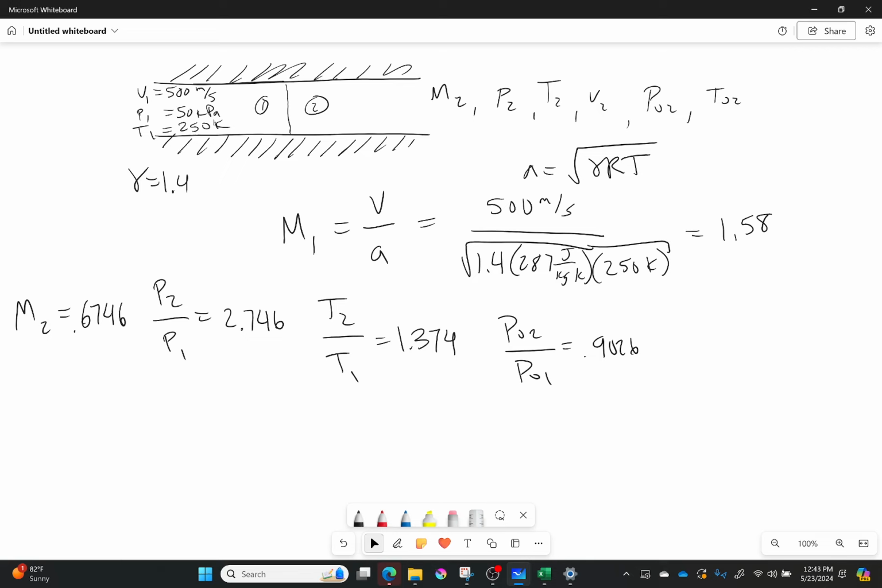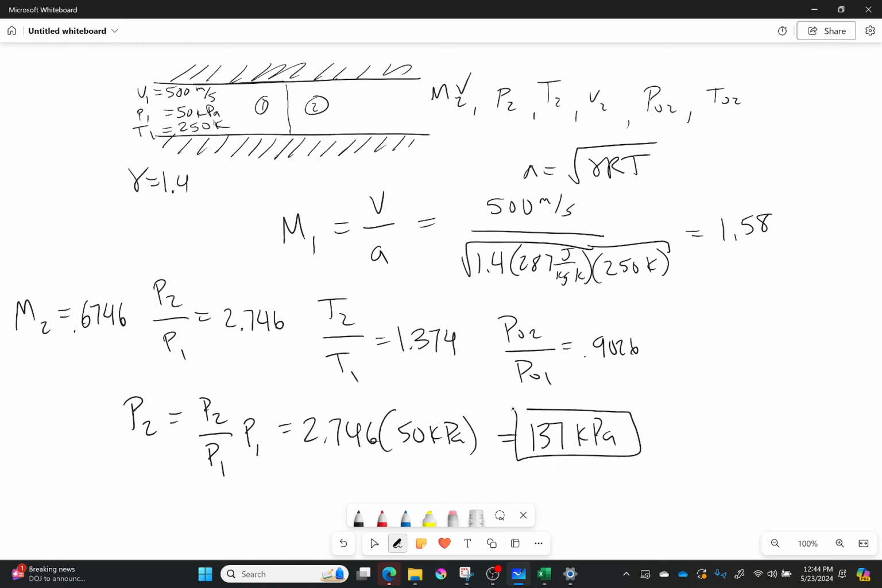Okay. Now with this, let's start calculating everything. Like M2, I already got from the table. Okay, great. Let's get T2. We'll just do it in order. We'll get the pressure too. So P2 is equal to P2 over P1 times P1. This is going to be equal to 2.746 times 50 kilopascals. It jumps up, which it should. And I get that it's going to come out to be equal to 137 kilopascals. Great. Okay, that's my first answer. Got that guy done. Nice.